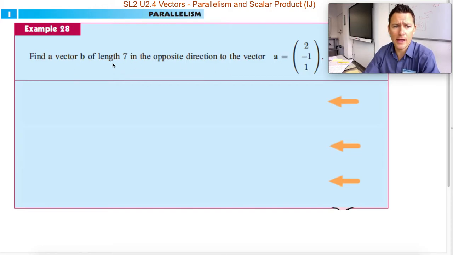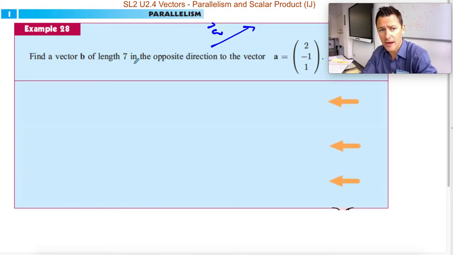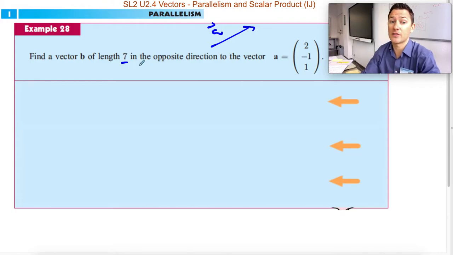Here's our vector A. I want length 7, but in the opposite direction of the vector, right? So think about how long this thing is. It's moving this way. How long is A? And try to find a unit vector, and then try to change that unit vector so it's 7 times as long, but in the opposite direction. Pause me and try it. Go.